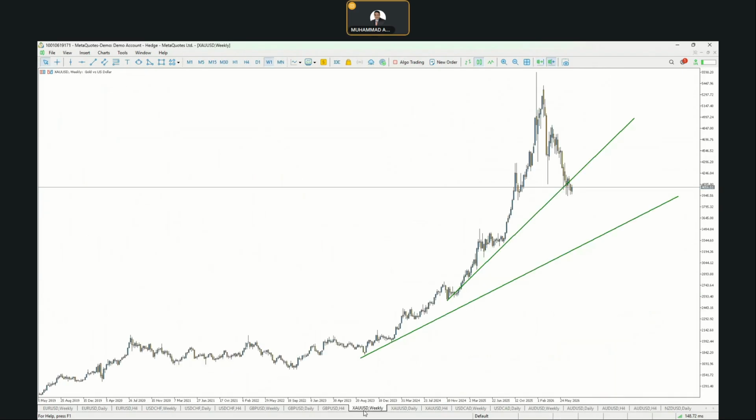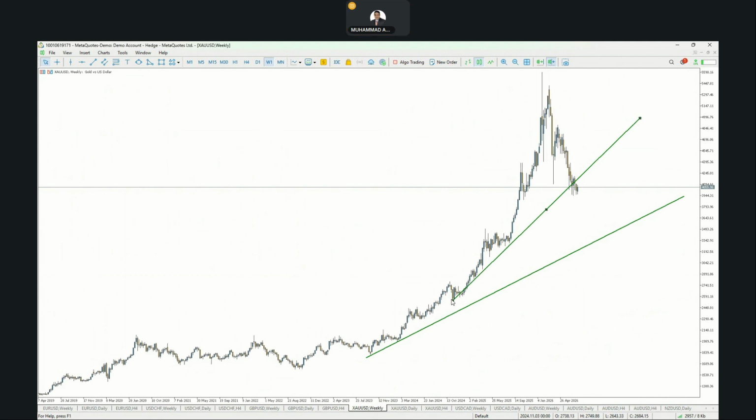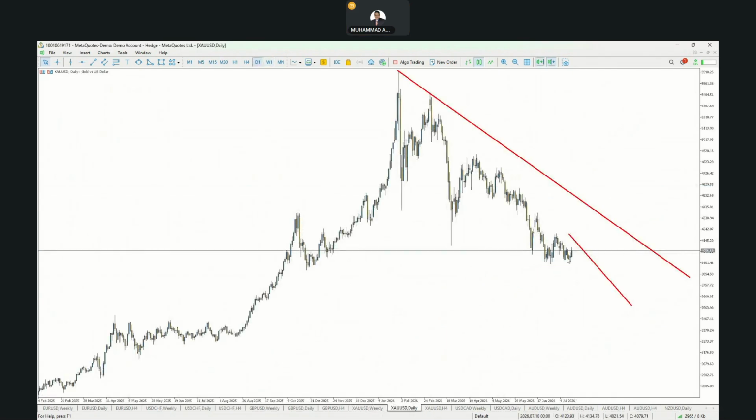Next one is the spot gold. Spot gold is showing some kind of a breakdown over here, and I think it's going to continue. This is the daily. So maybe on a short-term basis, we might get a bullish rise. The overall trend is down in daily chart.